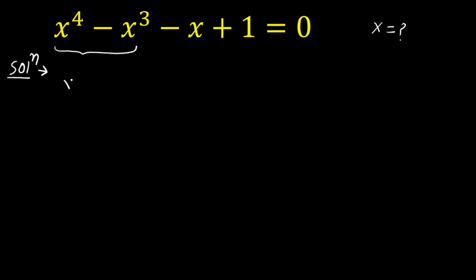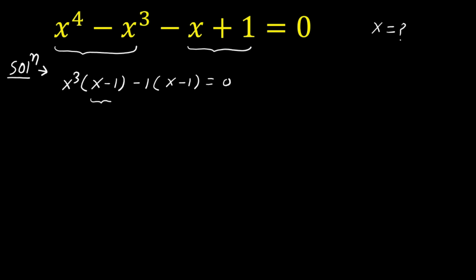If we take common x^3, then x^4 divided by x^3 gives x, and x^3 divided by x^3 gives 1, and with the negative sign, it is -1. Look carefully, -x + 1: if we take common -1, then -x divided by -1 gives x, and +1 divided by -1 gives -1, and this is equal to 0.